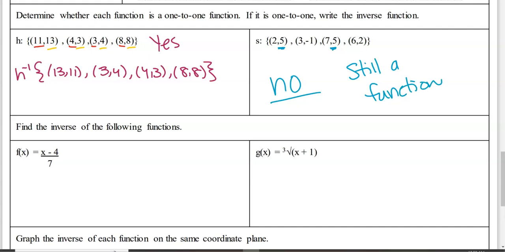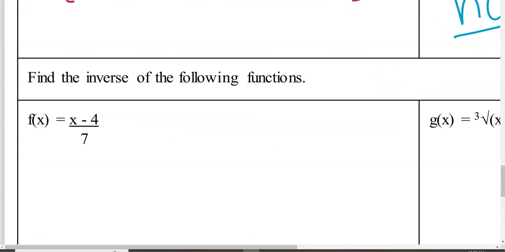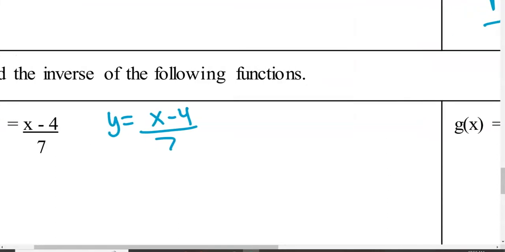All right, beautifuls, you want to try to find the inverse of functions on your own? Still need me? Yes? Okay. First thing, what am I supposed to do? Instead of f of x equals, make it y equals. Y equals x minus 4 divided by 7. Now what do we do? Switch the x and the y. Yes. So now it's going to be x equals y minus 4 over 7.